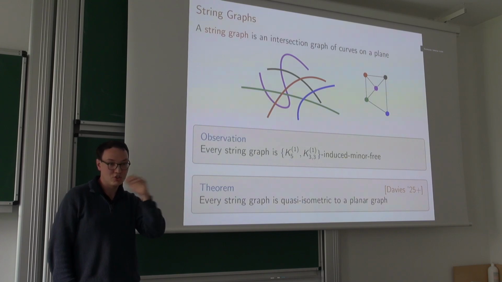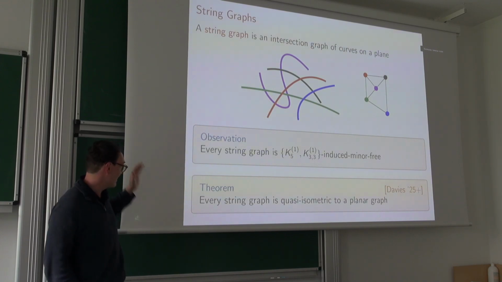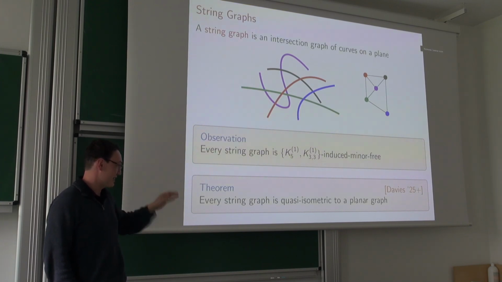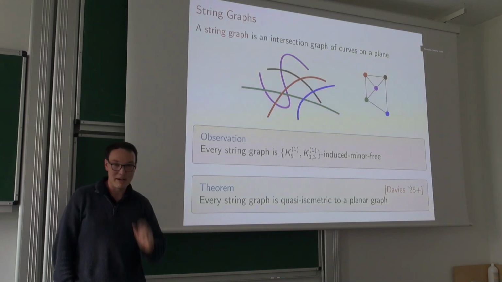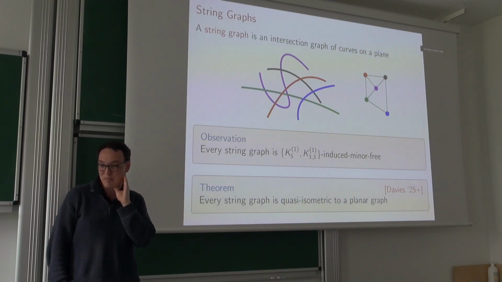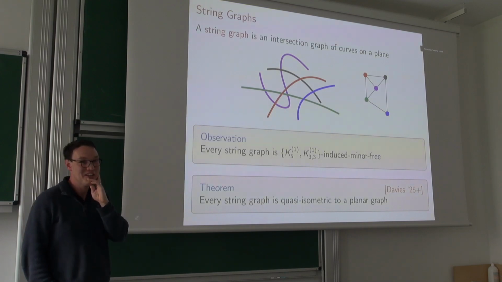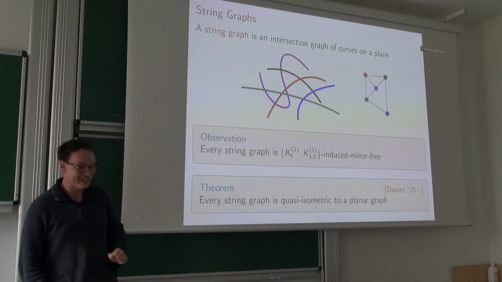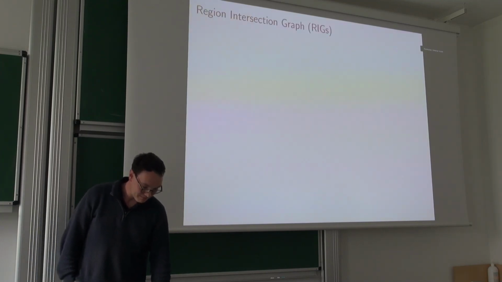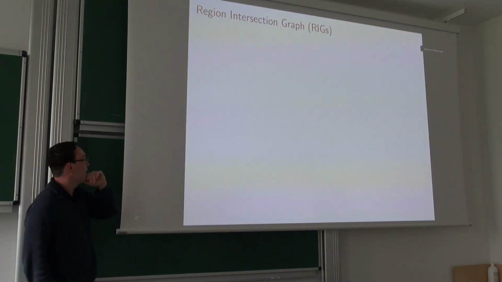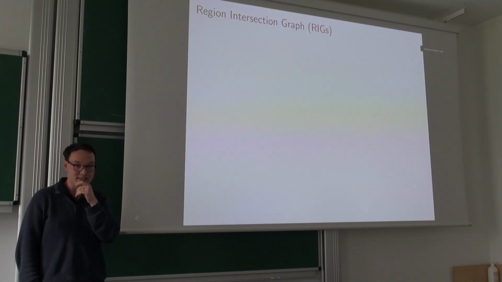So with James and Marc Distel, we've been able to extend this theorem. It still has not yet appeared but I know James is prioritizing getting it written up. Apparently, the last update I heard is he's got a bad draft completed, so hopefully there'll be a good draft completed in the near future. We're able to extend this result to region intersection graphs.